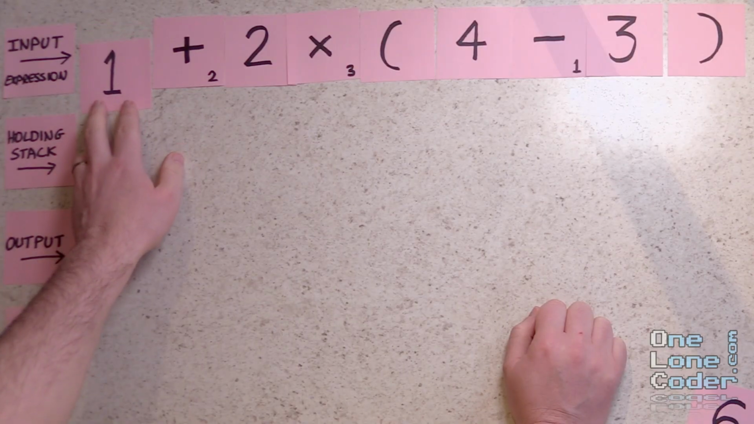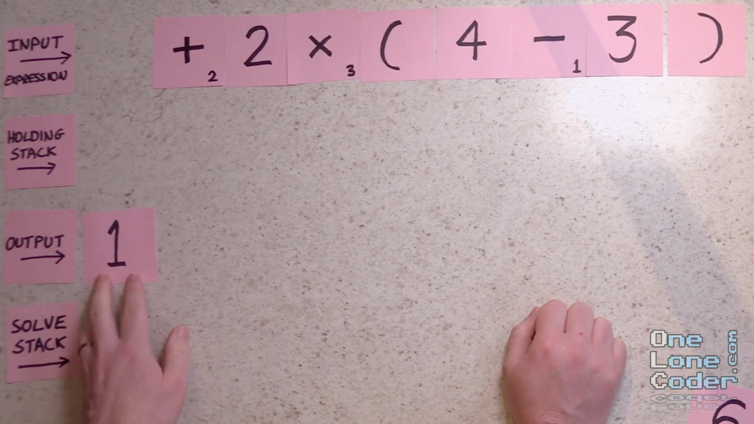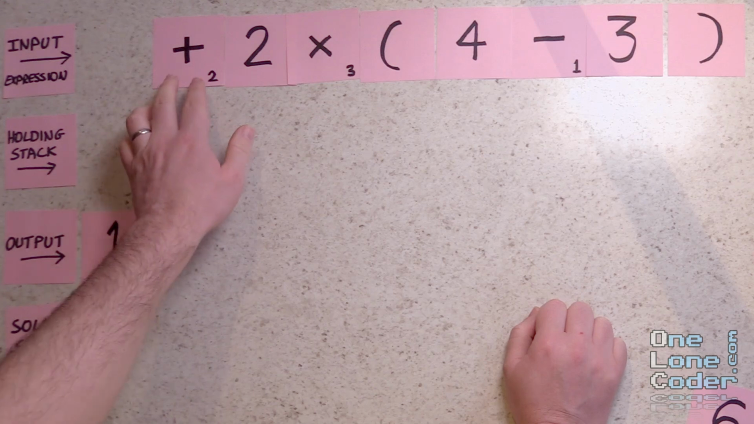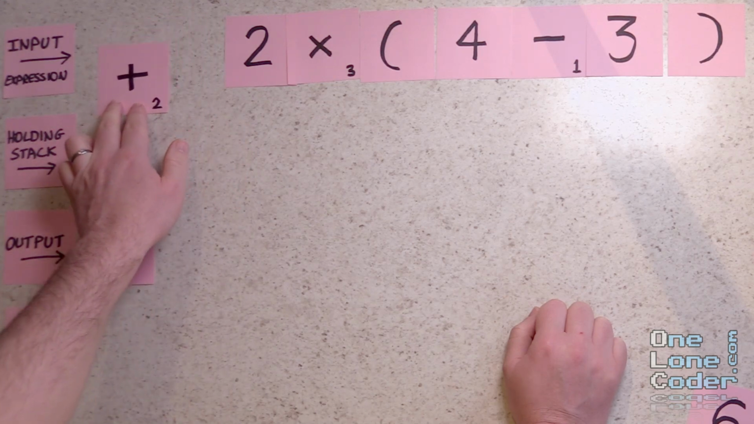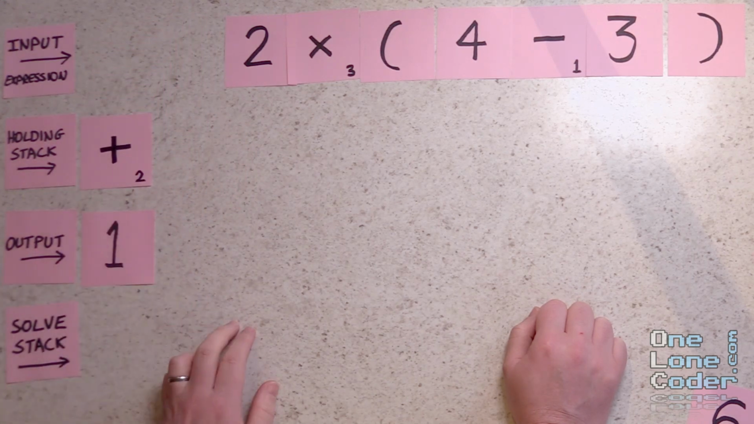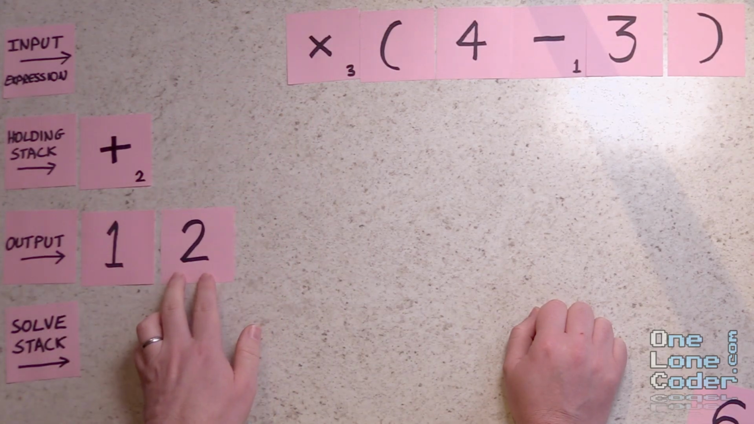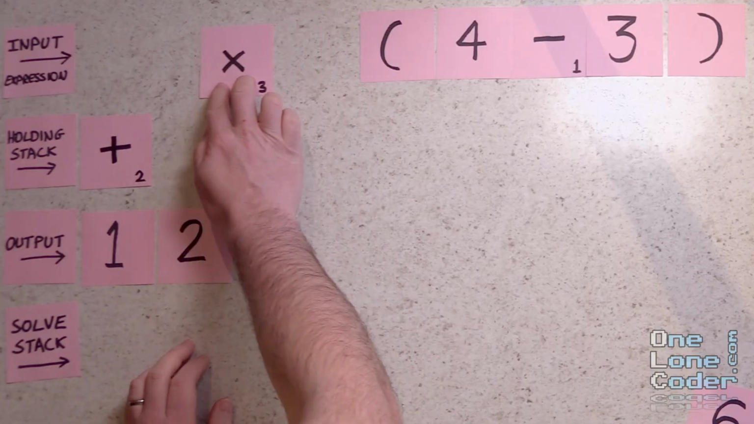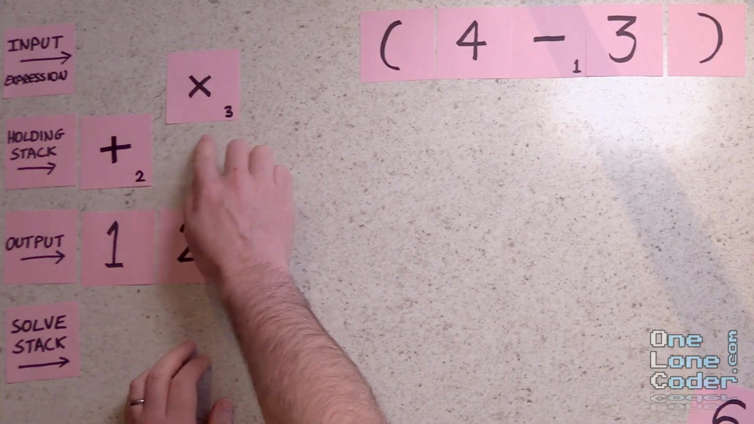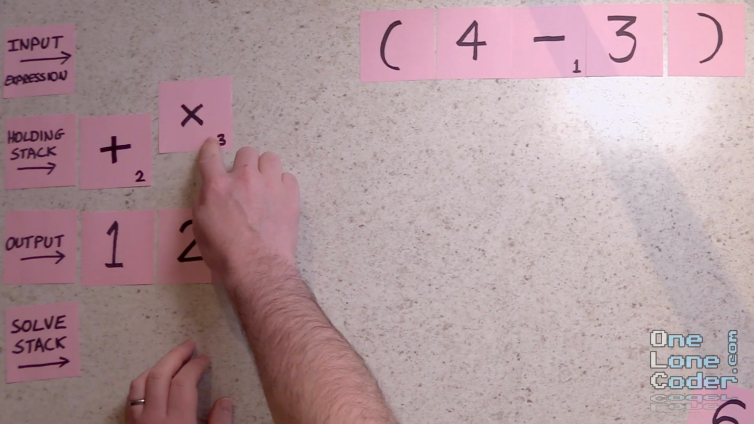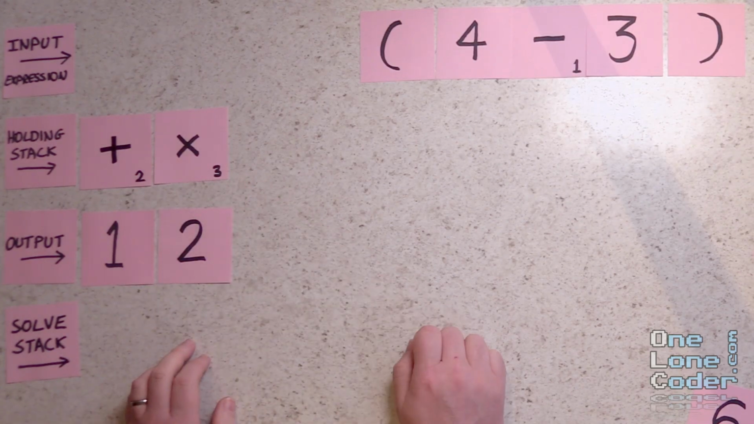It's a numeric literal, a value. We can just push that straight to our output. We read in our next token, it is an operator, we'll push that onto the holding stack. Next token is a literal, push straight to the output. Next token, multiply, it's got a higher precedent than what's already on the top of the stack, so we can push it to the top of the stack.